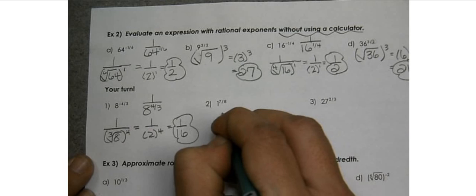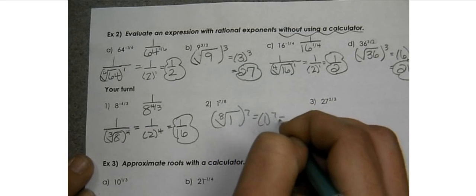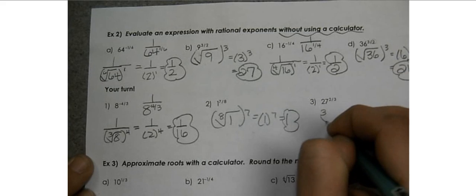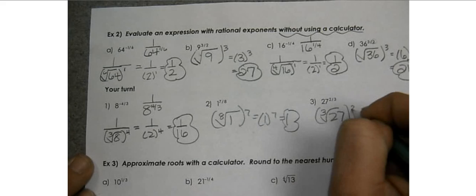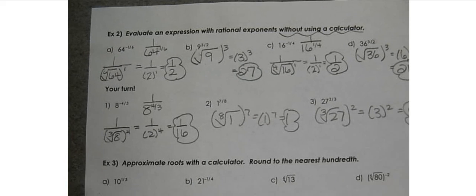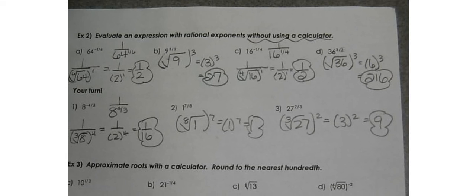You can check your answer to number 1. Number 2. And number 3. So 1 over 16, your turn 1. The answer to number 2 is 1, and the answer to number 3 should be 9. And that's the work that hopefully you have.